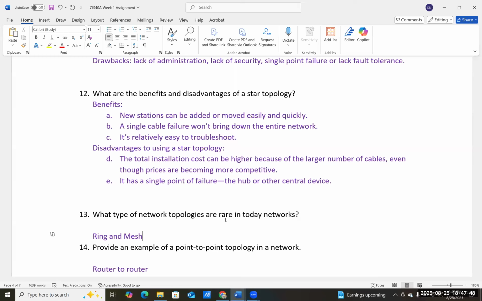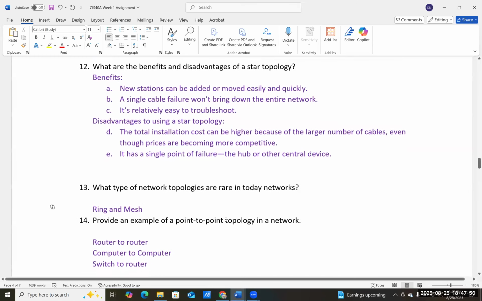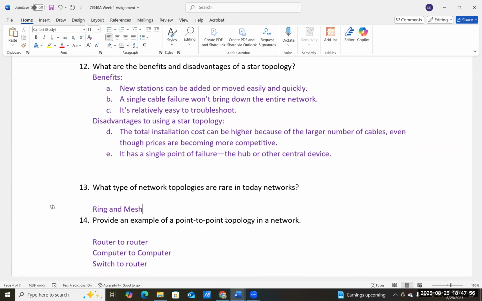And if you missed something, you can go back and watch the video. I know that the old video probably has something on there. You can have computer to computer. You can have a switch to a router, which is very common in a network as well. A computer to a switch. Many different examples. So that's basically a point, which is a system, connecting to another point, which is another system.